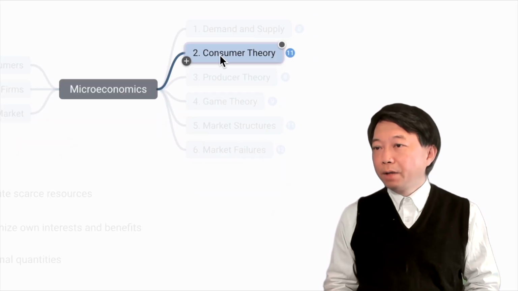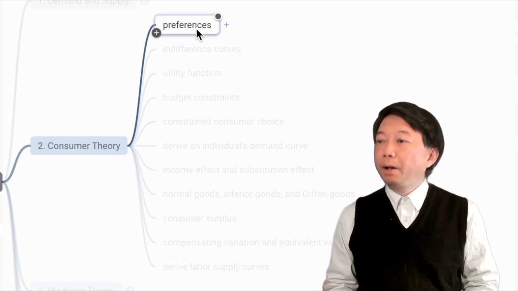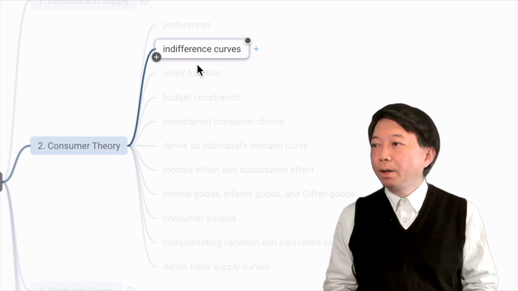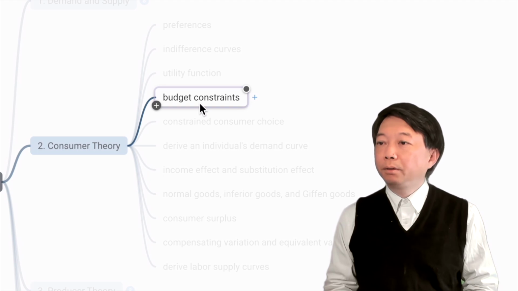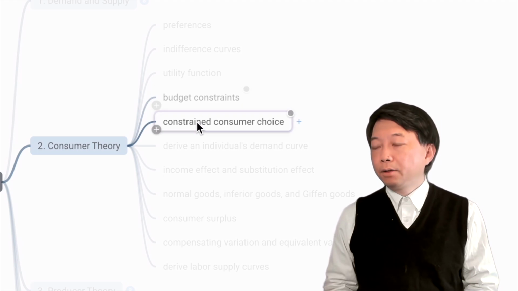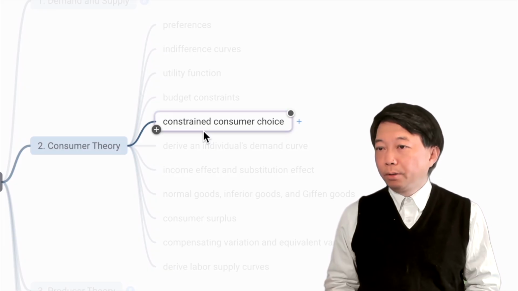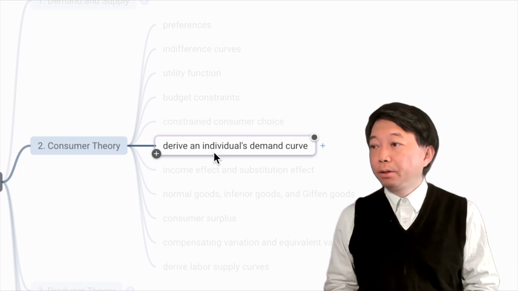Next, we will study consumer theory, exploring consumers' preferences and indifference curves. We use the consumer's utility function and budget constraints to determine the optimal solution. We find the constrained consumer choice using both calculus and graphics. Additionally, we will derive an individual's demand curve using indifference curves and budget constraints.